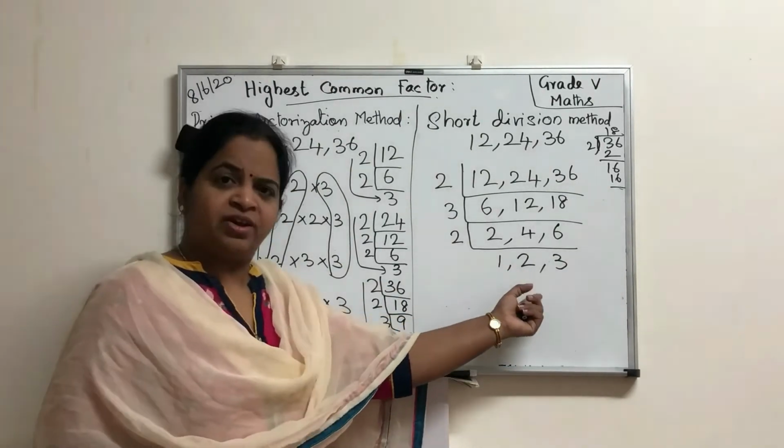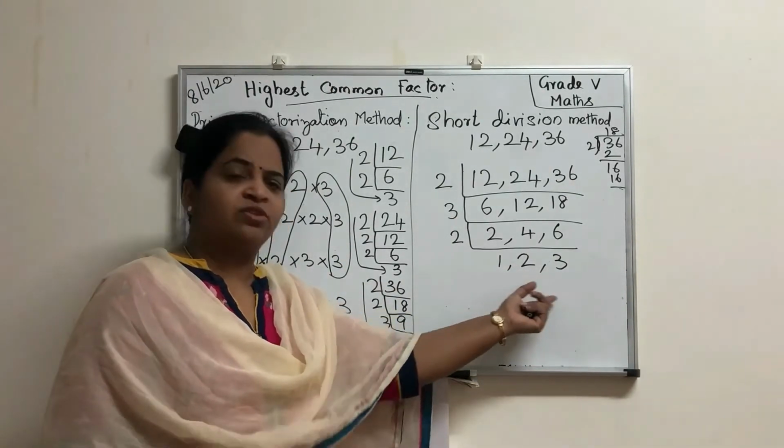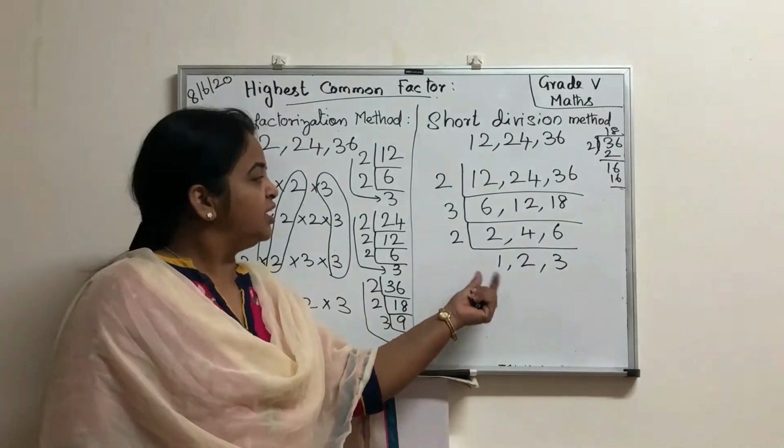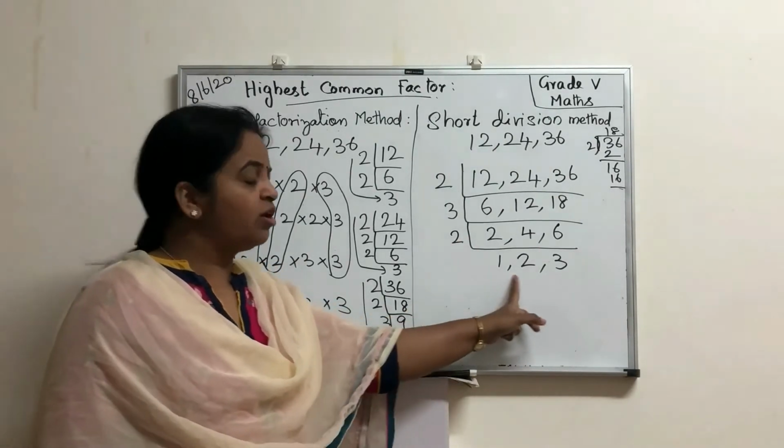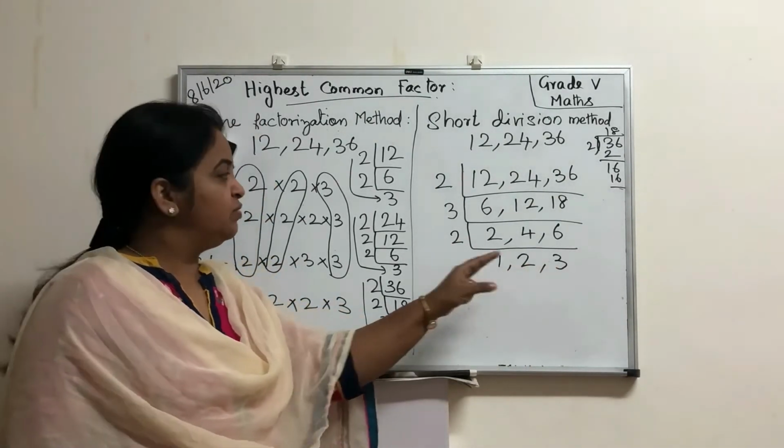Can we further divide this? There is no common factor for all the numbers, right? Then we will leave it. Okay, we got all prime numbers here. Then we will leave it.